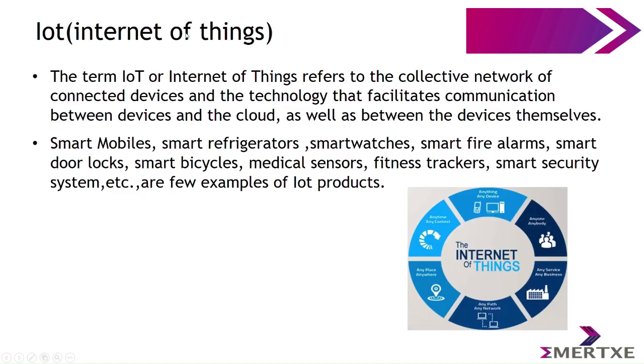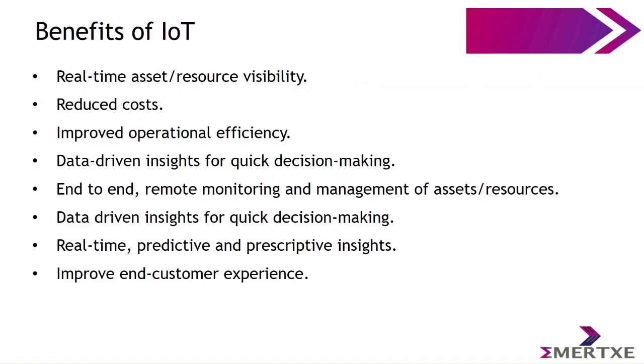What is IoT? IoT means Internet of Things. The term IoT refers to the collective network of connected devices and the technology that facilitates communication between devices and the cloud, as well as between the devices themselves. For example, smart mobiles, smart refrigerators, smart watches, smart fire alarms, etc.